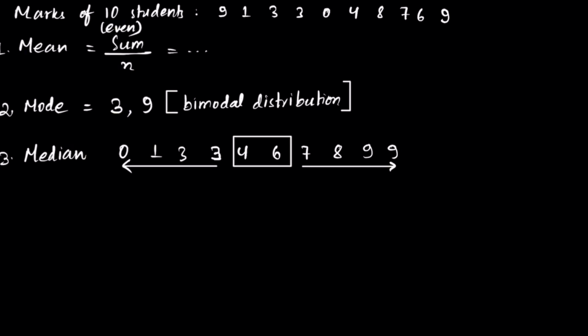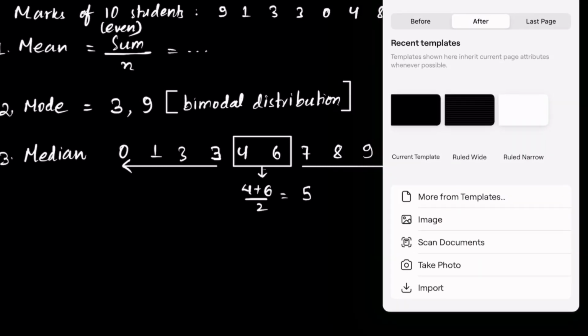However, median is a single value. So you can't write 4 and 6 both as your median. You need to find the average of 2. 4 plus 6 divided by 2, which comes out to be 5, and 5 is the median. So again, we had a little bit of trick involved in finding median.